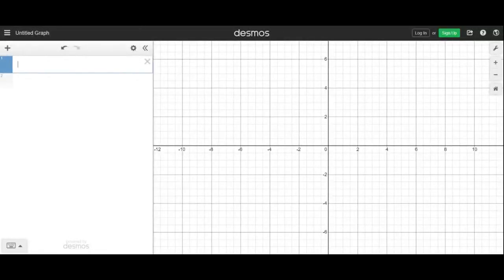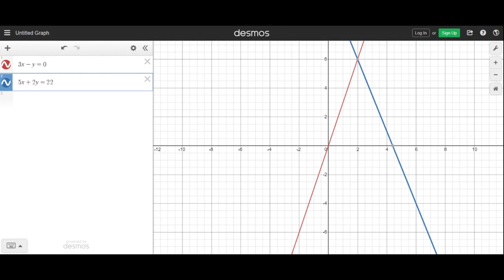Okay. So our equations this time, we had 3x minus y equals 0. We had 5x plus 2y equals 22. We can see that they do intersect at a single point right up here, and that point is 2, 6. That's the point that we found using our elimination method. Okay, so we know we did our steps correctly. So feel free to use the graph to check yourself, even on the problems where you're asked to use a different method.